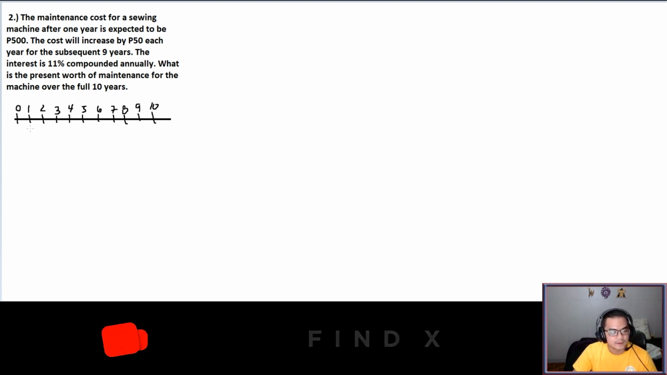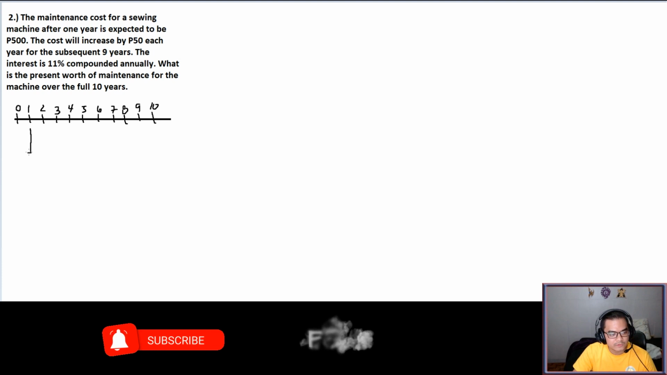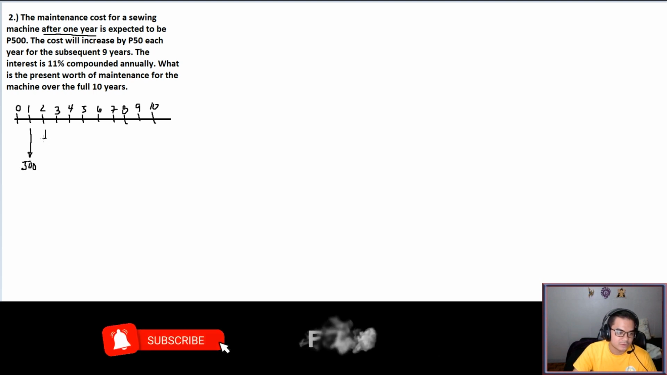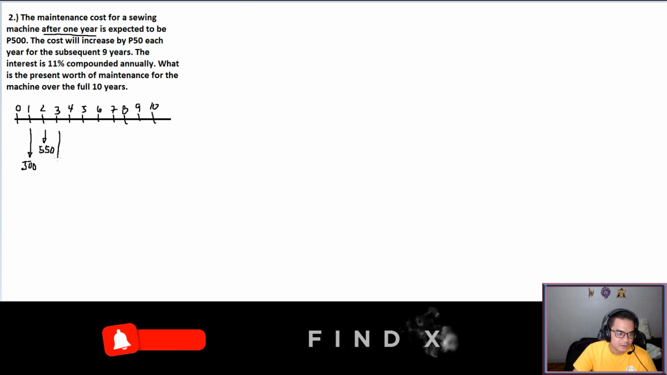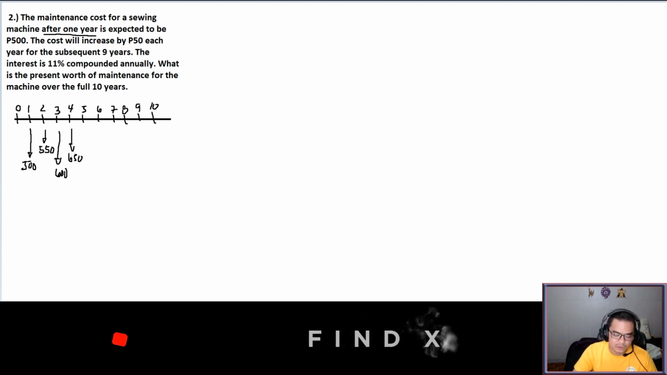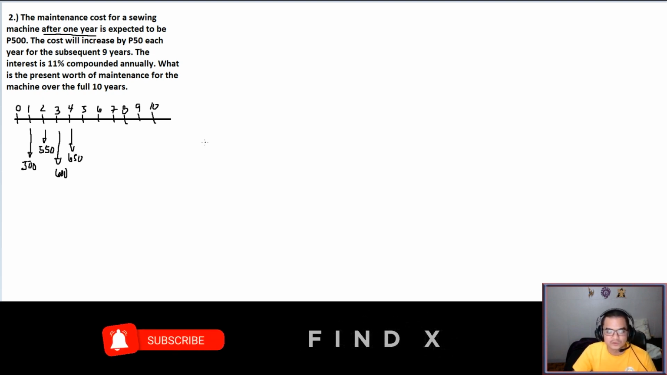Okay, and then so this one we have a payment here. So as you can see, what's written here is after 1 year. So at year 1, you have a payment of 500. At year 2, you will have a payment here of 550. And year 3, we have a payment here of 600. We have a payment here of 650, and so on. Okay, I will no longer put all of the values.